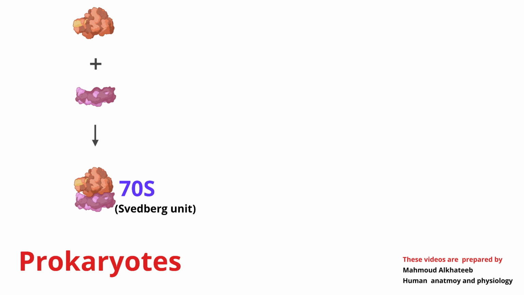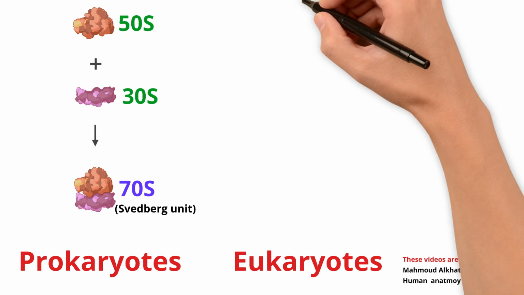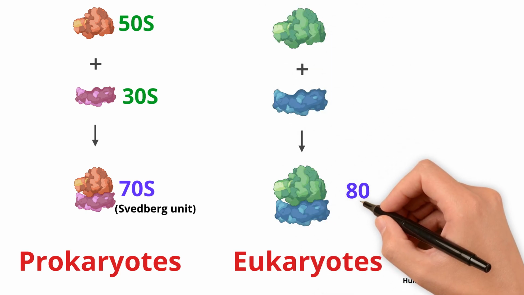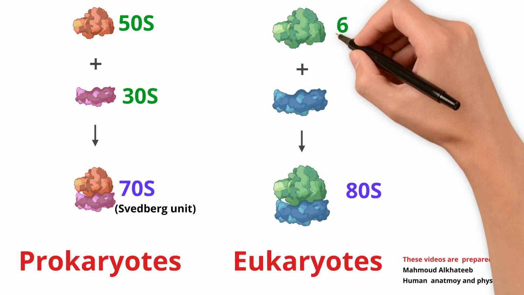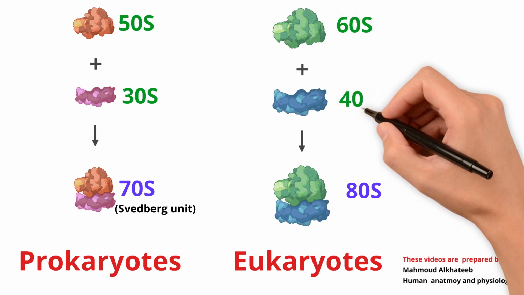As shown in this image, the 70S ribosome in prokaryotes consists of two subunits: a 50S large subunit and a 30S small subunit. On the other hand, eukaryotic ribosomes, found in plants, animals, fungi, and protists, are larger. Together, they weigh 80S. This eukaryotic ribosome is composed of a 60S large subunit and a 40S small subunit.